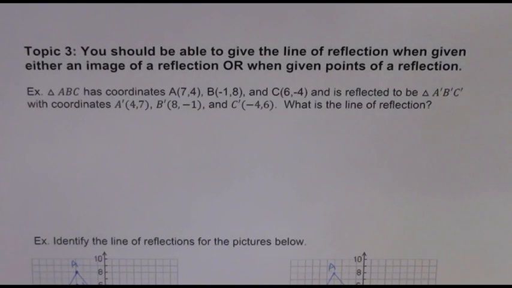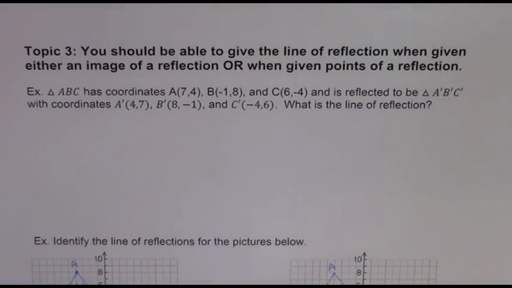So the first example, triangle ABC has coordinates A (7, 4), B (-1, 8), and C (6, -4), and is reflected to triangle A prime, B prime, C prime, with coordinates A prime (4, 7), B prime (8, -1), and C prime (-4, 6). What is the line of reflection?